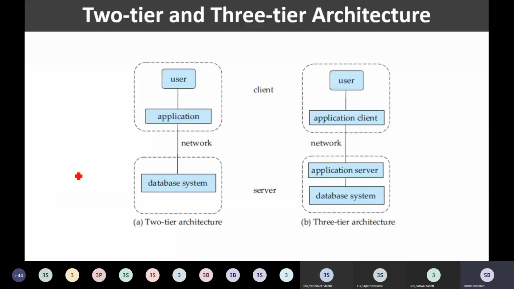So we have the database system that is running at the server side, and the clients are using those applications. They are requesting the server to provide them the functionalities or the details. So what is the difference actually between the two-tier architecture and the three-tier architecture? Let us see first what is the two-tier architecture.